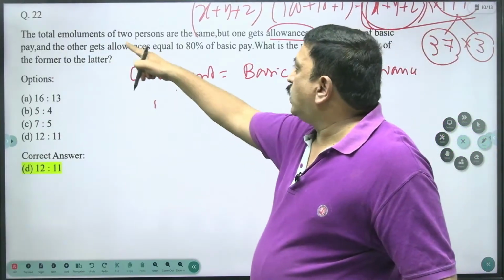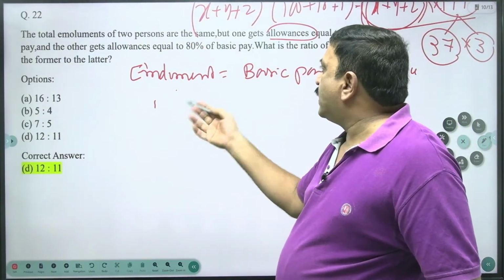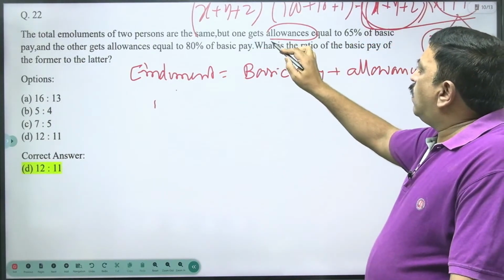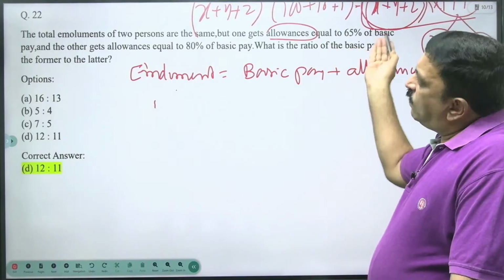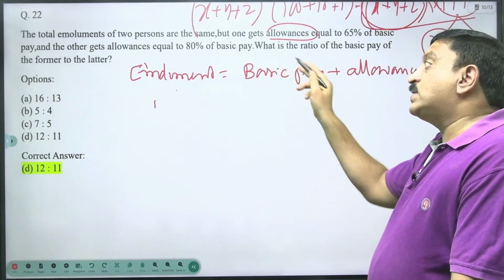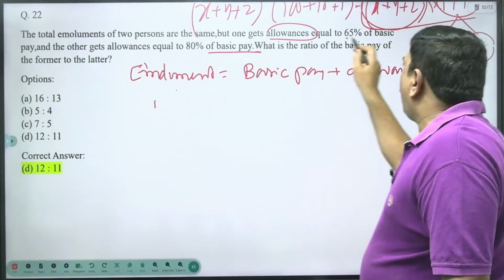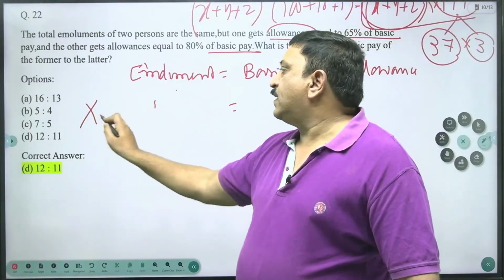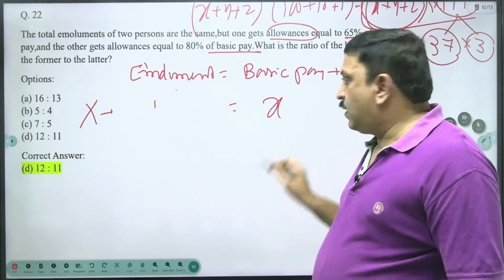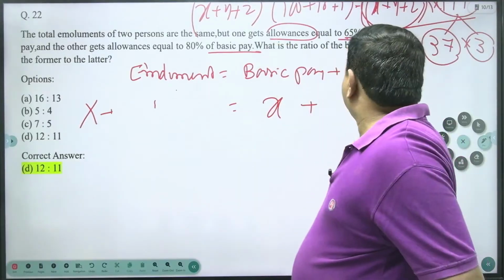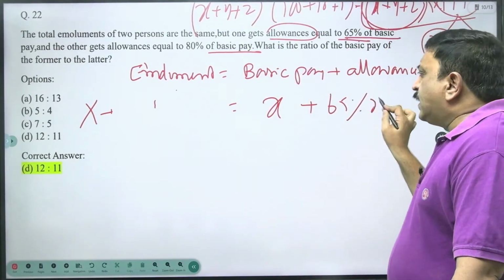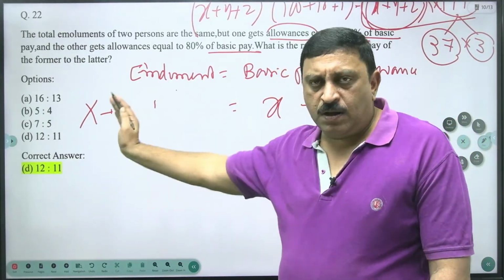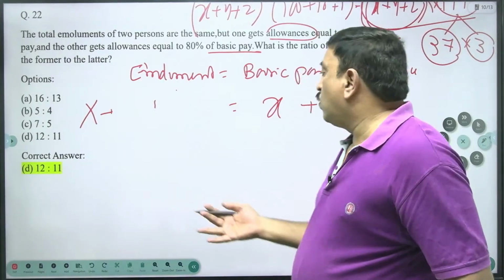So the total amount of 2 persons is the same, they are saying, x and y. Suppose 2 persons are there, but one gets allowance equal to 65% of basic pay, and the other person gets allowances equal to 80% of basic pay. So for person x, if the basic pay is small x, then definitely the allowance is 65% of x. It is purely a conceptual one, not just analytical methods. You have to go with the basics only.